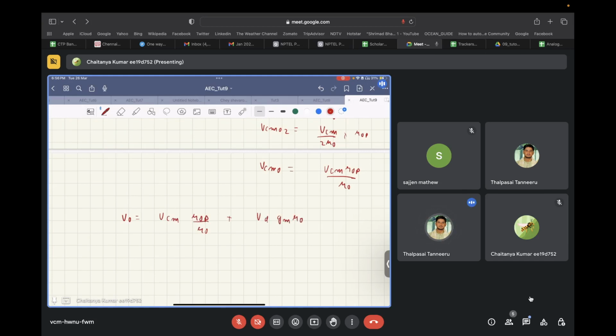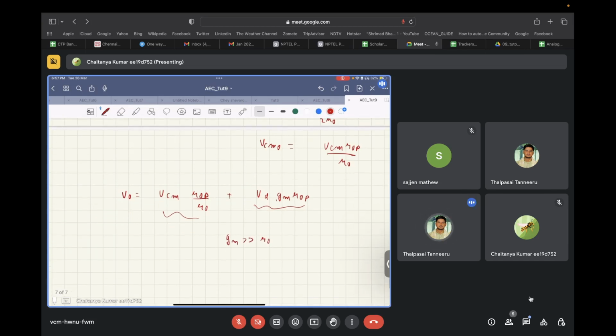Can you tell me which will be the dominating quantity over here? The differential one. Why? Because the only thing that is different between the differential quantity and the common mode quantity is that we have 1 by gm, RO over here and gm over here. And ideally, your gm is much larger than 1 by R naught.